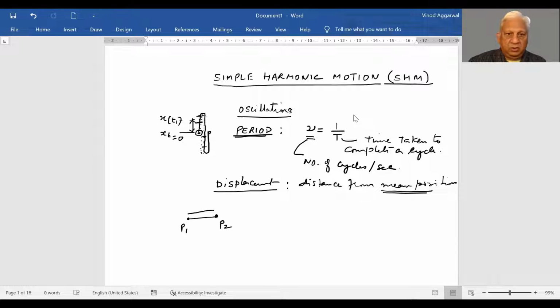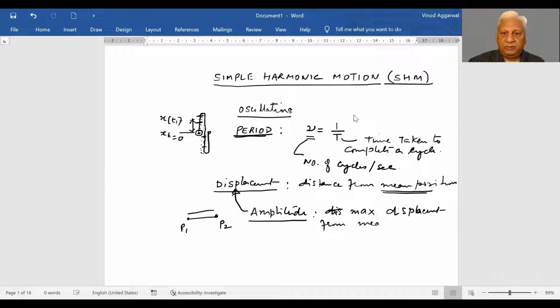Now there is another term called amplitude. This is a special case of displacement, wherein this is maximum displacement from mean position. Mean position means we also call it as an equilibrium position.